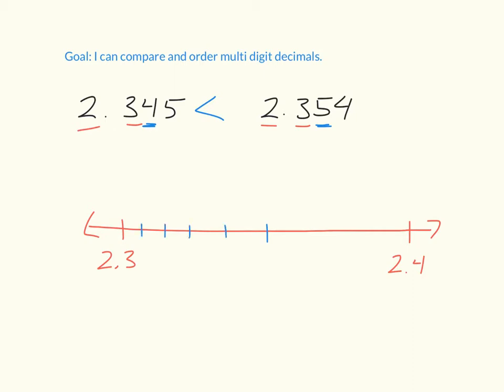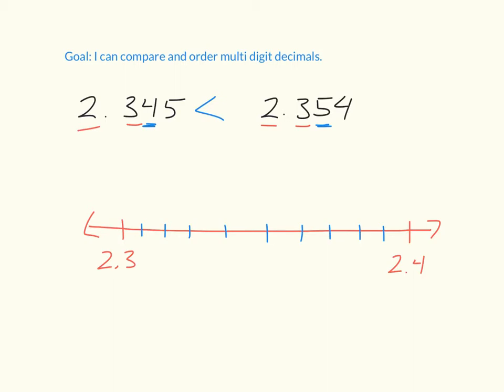So these 10 marks here represent our hundredths. So we know that we're at 2 and 345 thousandths, but we have a 4 in our hundredths place. So that would be 2 and 34 hundredths. And in our next number, we have 2 and 35 hundredths, so they land there and there.